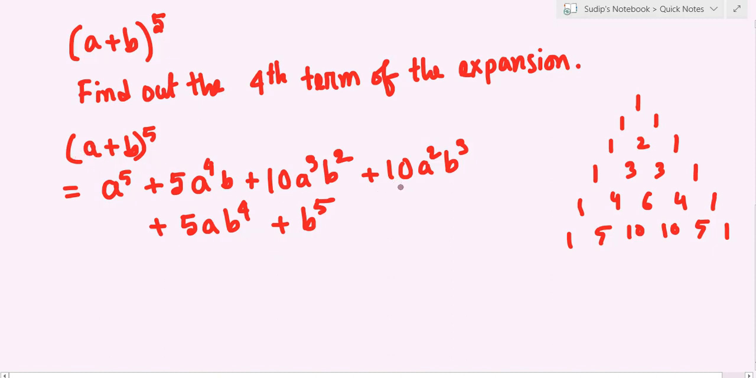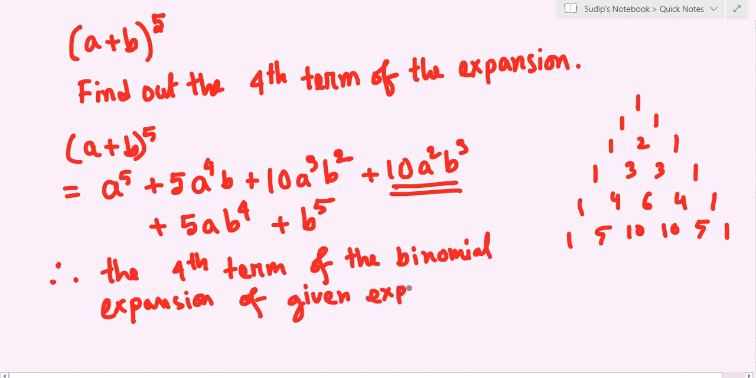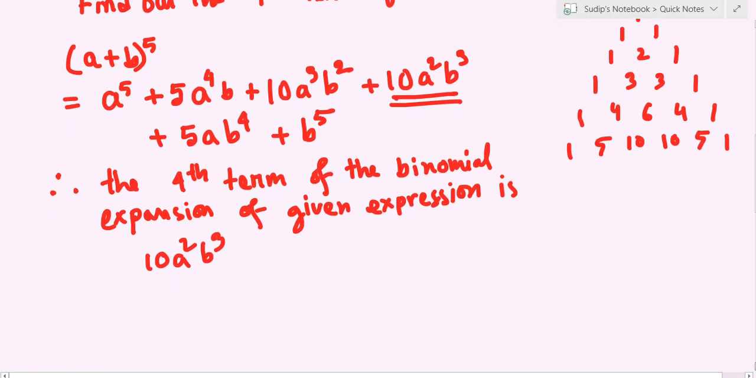Now the fourth term is, you can say this is the fourth term, so therefore the fourth term of the binomial expansion of the given expression is 10 a square b cube. So this is the answer.